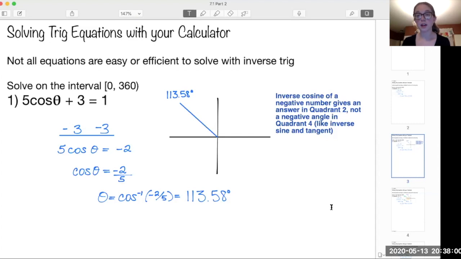The problem is, because that's a second quadrant angle, we don't know the reference angle. If it was in first quadrant, the reference angle would just be that angle. And if it was a negative fourth quadrant angle, it would just be the positive version of that angle, like you saw in your last assignment.